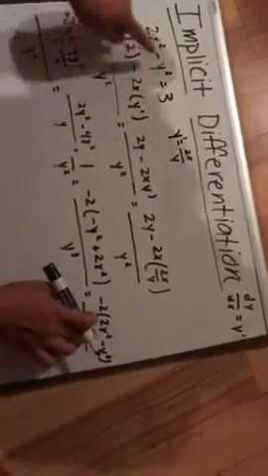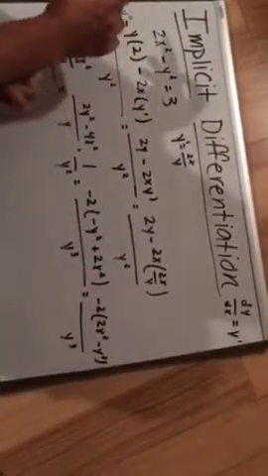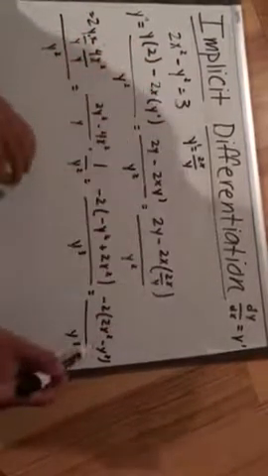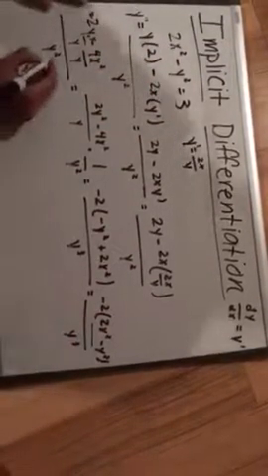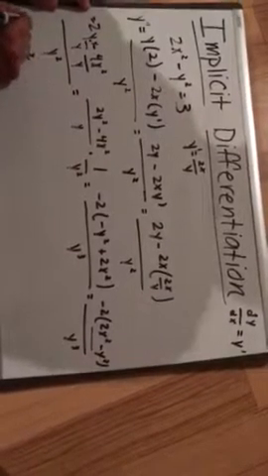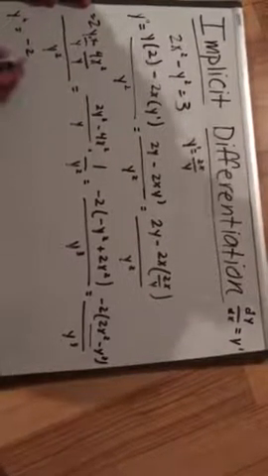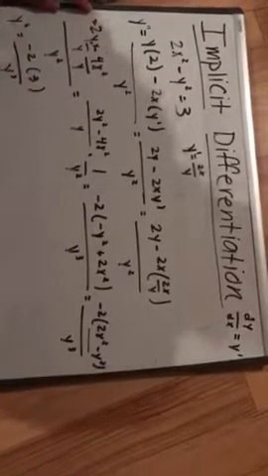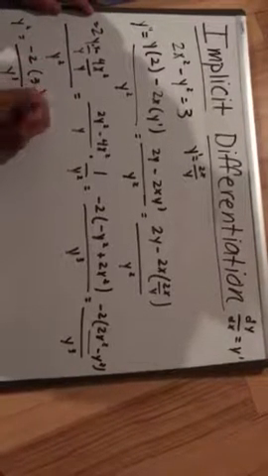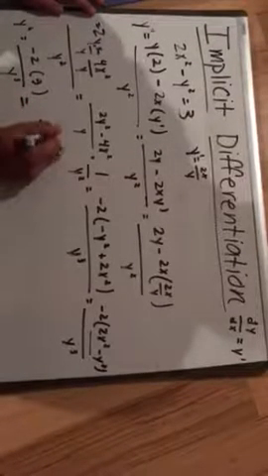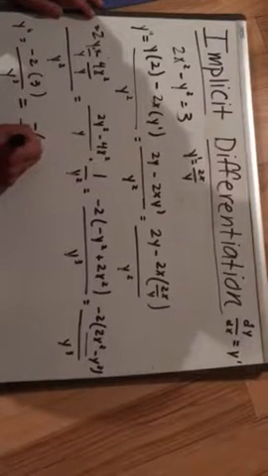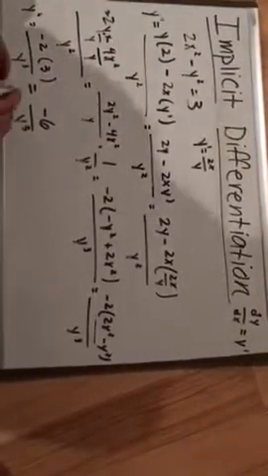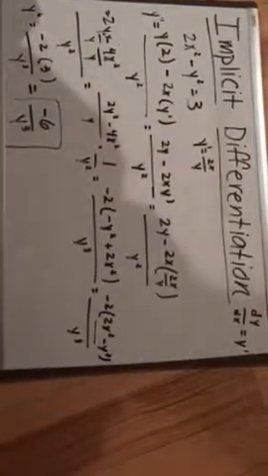Now we can see that this equals this. So since we know that 2x squared minus y squared equals 3, we can substitute 3 in for this right here. Now y double prime becomes negative 2 times 3 over y cubed. Just simplifying it, we find that the second derivative of this original equation is negative 6 over y cubed, and I hope that helps.